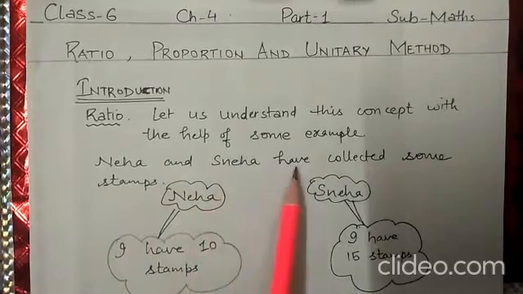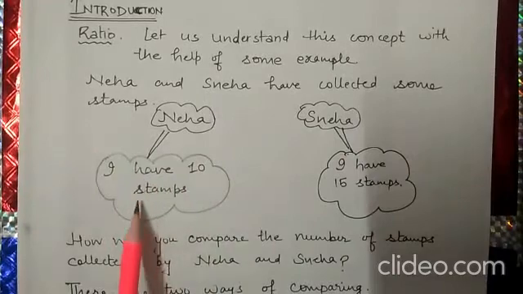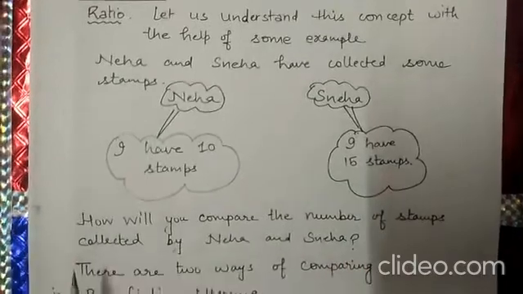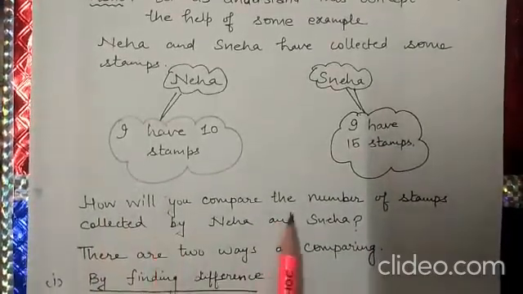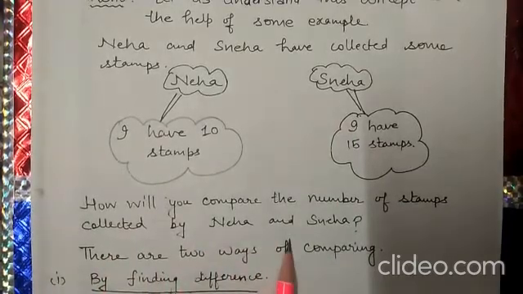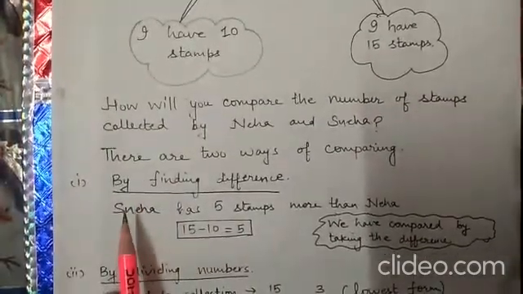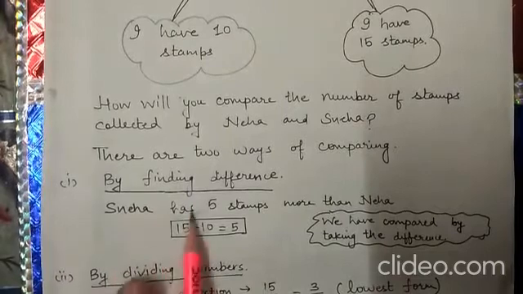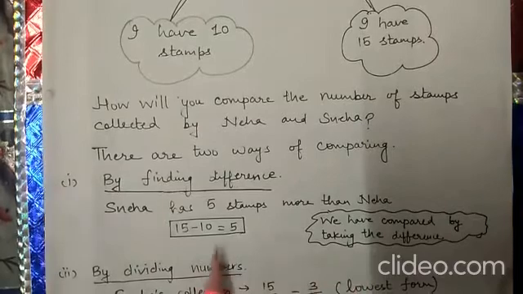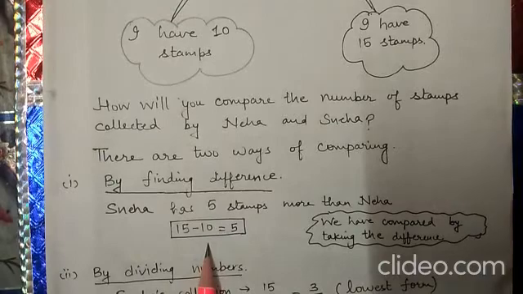Neha and Sneha have collected some stamps. Neha has 10 stamps and Sneha has 15 stamps. How will you compare the number of stamps collected by Neha and Sneha? There are two ways of comparing. First, we can find the difference, like Sneha has 5 stamps more than Neha. We have already compared this value by taking their difference, right?